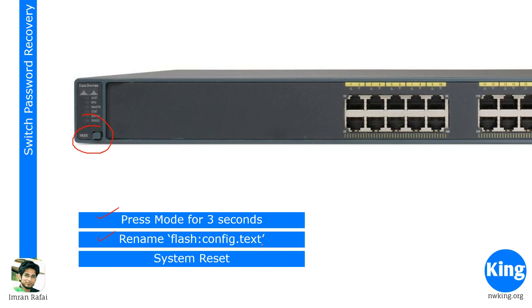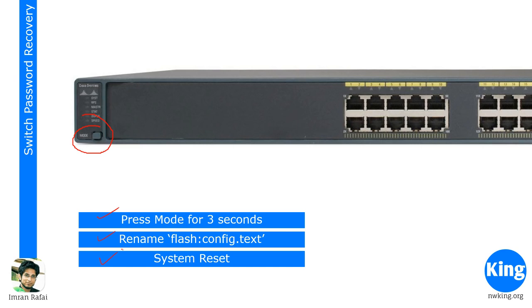There is a file called flash:config.text. Now this is the configuration file in a switch. What we would do is rename that config file, right? So we could rename it to config.old or whatever you want, and then do a system reset. What happens in a switch is when the switch is booting up, after it loads the operating system, the IOS, it looks for the config file. If the config file is not present, it will just load the default, right?